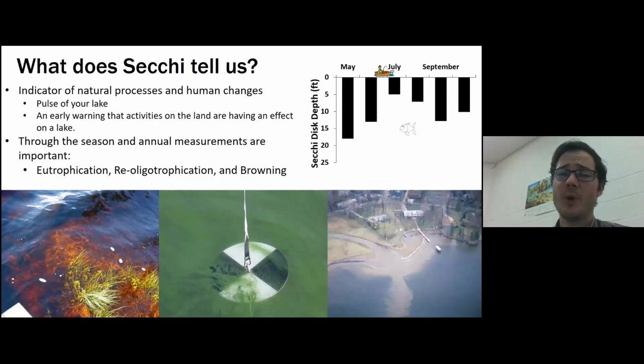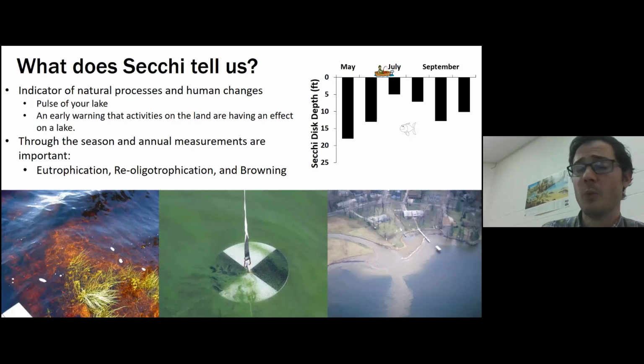And why is that? Because water clarity can indicate what's happening in the lake naturally, but also what's happening due to human changes. It's really that pulse of your lake, that first signal that we can look at to see, is there an early warning that maybe activities on the shoreline, within the lake or outside the lake, are having an effect on the ecosystem itself.